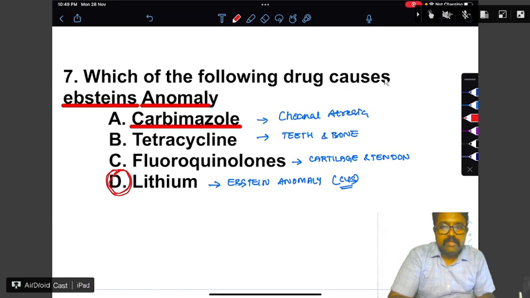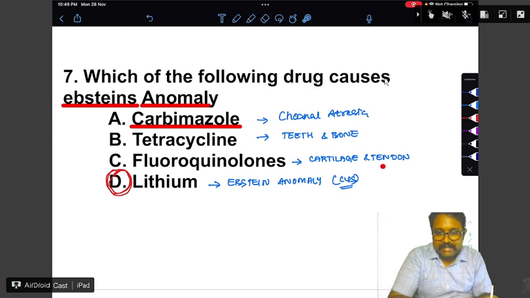So carbimazole is an antithyroid drug which causes choanal atresia. Tetracycline causes teeth and bone deformity, especially in case of children. Fluoroquinolones will cause cartilage damage and tendinitis, whereas lithium will cause Ebstein anomaly, that is CVS malformation.